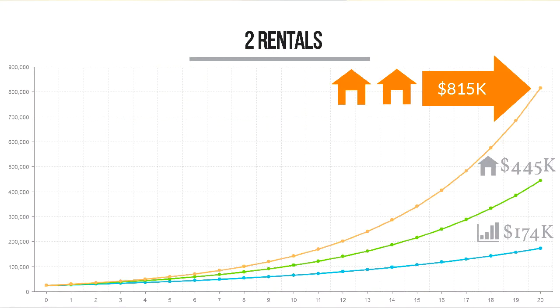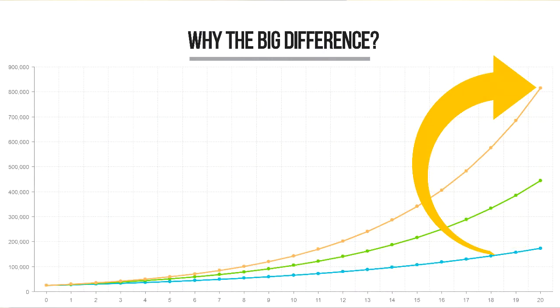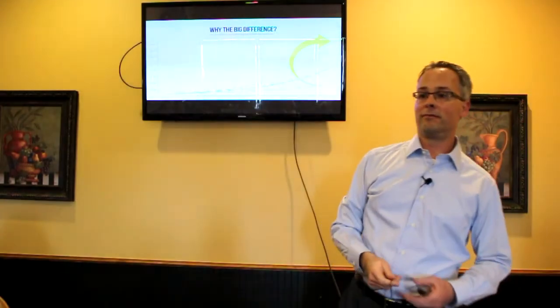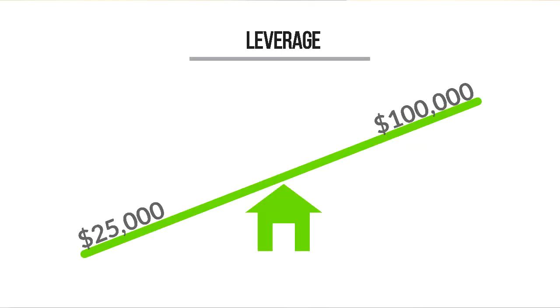That's what it looks like with 2 rentals. A little riskier, but that is what is possible. And you can see this is what the cash flow looks like. Big difference. Big difference. So why is there such a big difference between stocks and that? Not taxes, leverage. So you can get a $100,000 asset for $25,000.